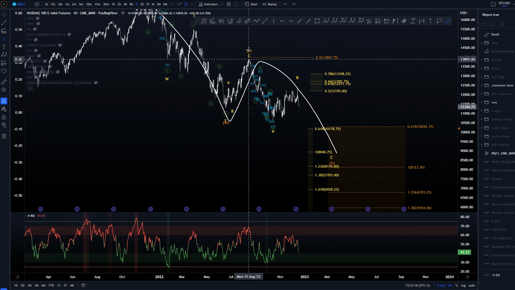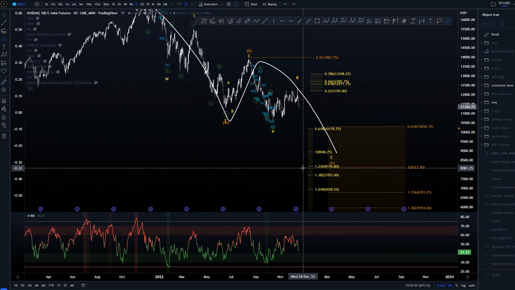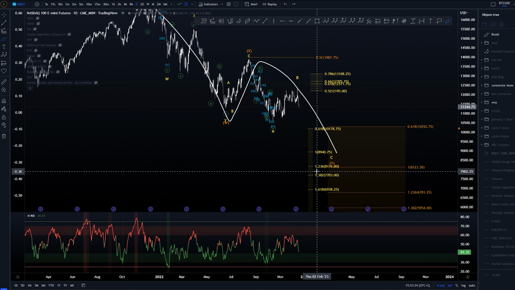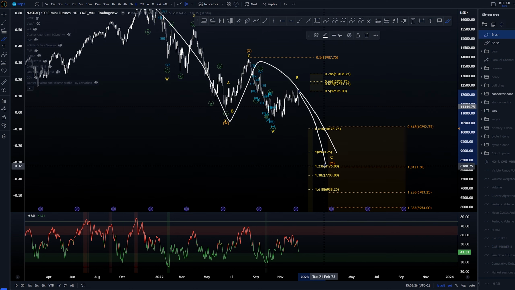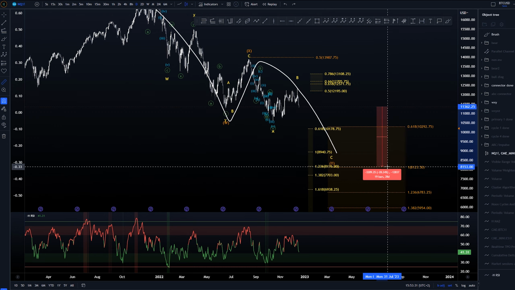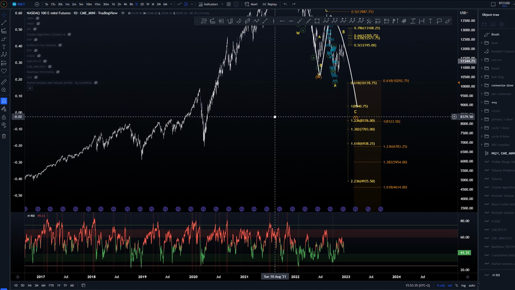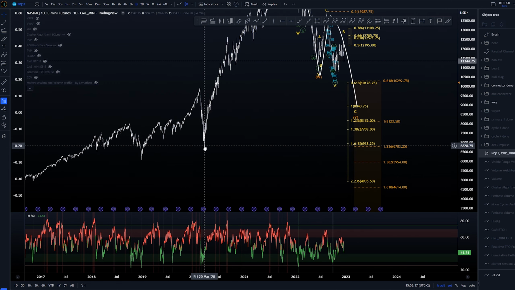Of course, the one-to-one on the WXY of higher time frame would be around 100, which would again have some confluence here for the 1.236. So definitely a lot of price decline here if this is going to be playing out, around 28%, and that would bring us quite close already to the lows that we had here in March 2020.